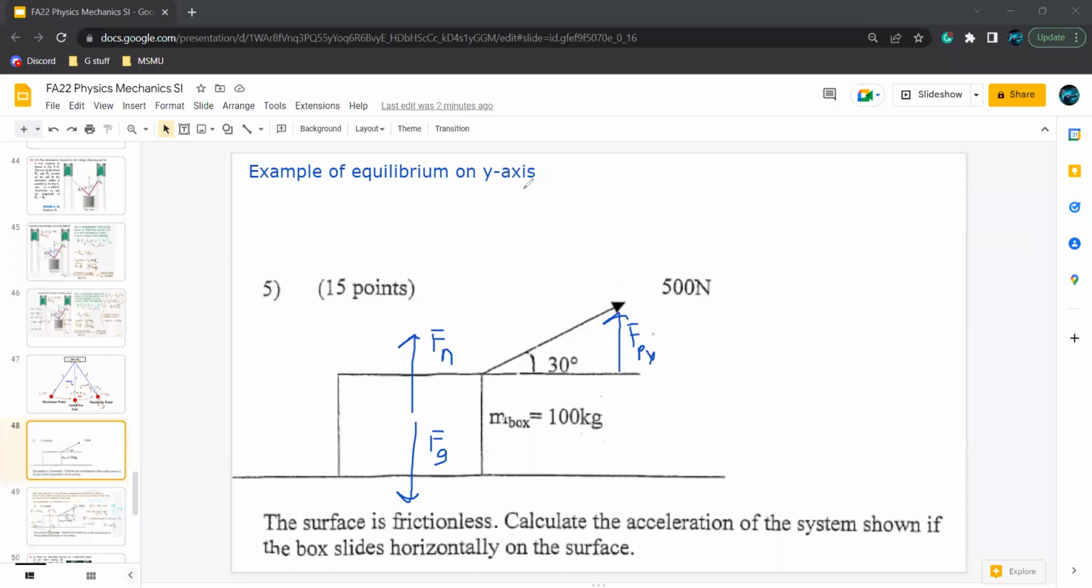So then you know that's sigma F is equal to Fn plus Fg plus Fpy. Bear with me, this doesn't let me do subscript, so you know what I mean. Which is equal to ma. Well, there's no acceleration in the y-axis, so that means it's going to be equal to 0.